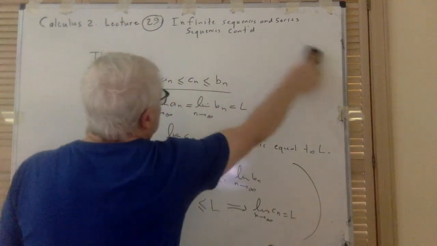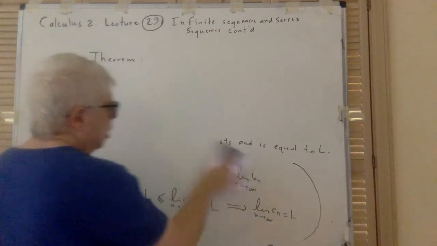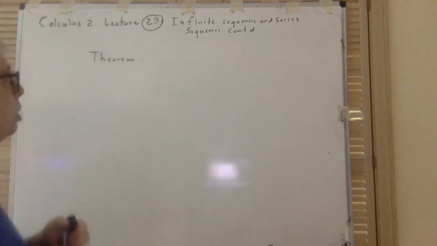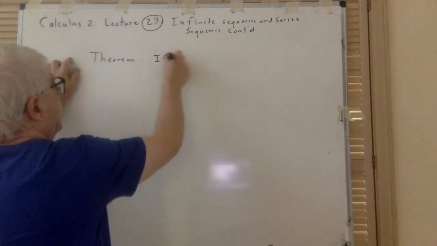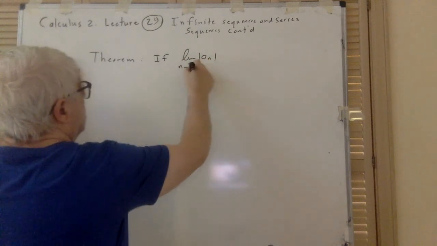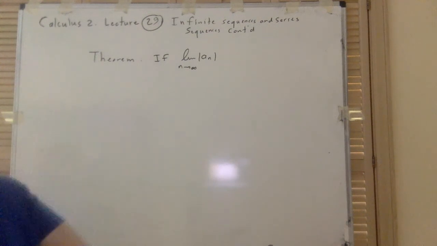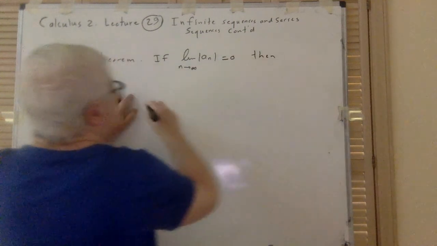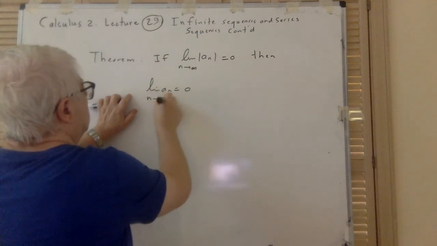The other theorem, which helps a lot (in fact, all of them help in studying sequences), is this. If the limit of the absolute value of an as n goes to infinity exists, or let's say if it is zero, then the limit of an also exists and is also zero.